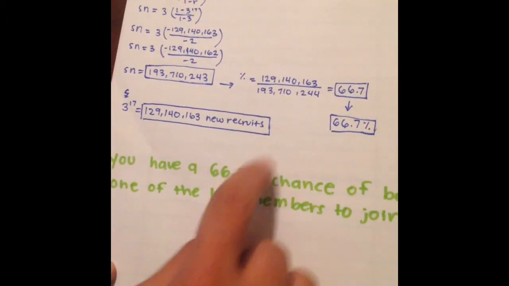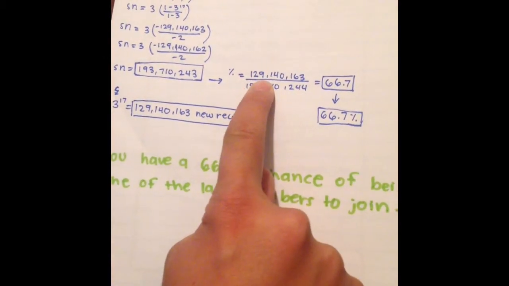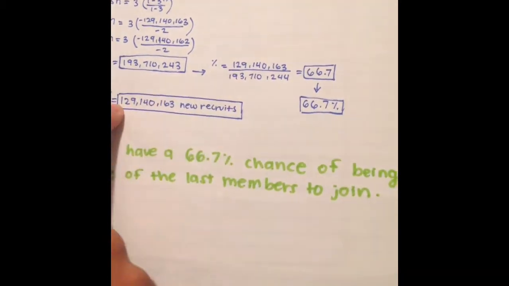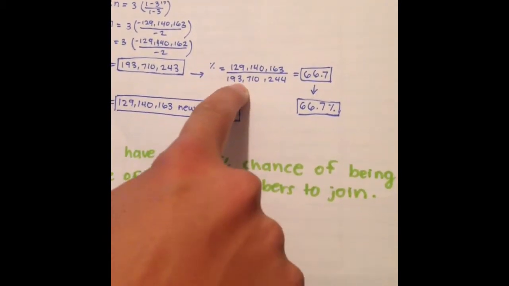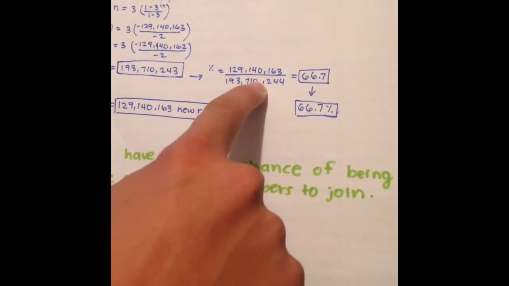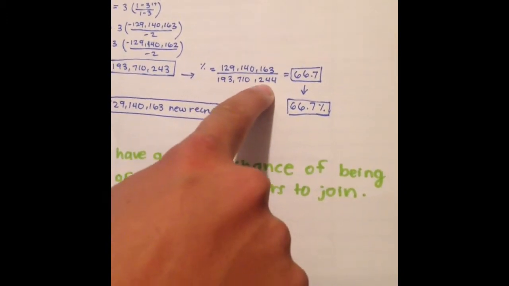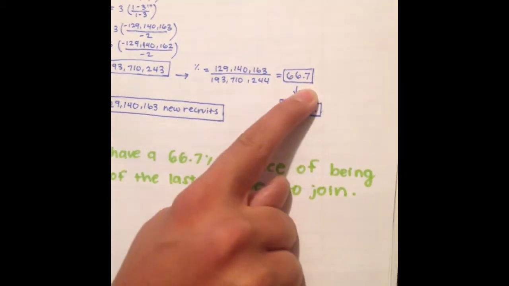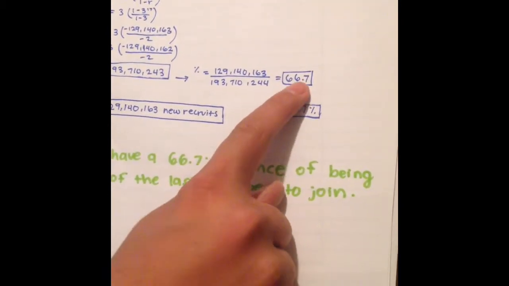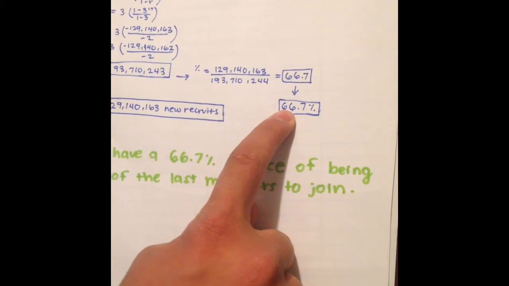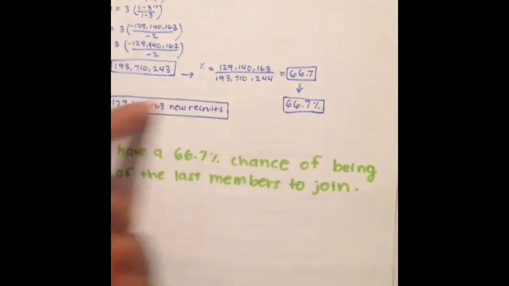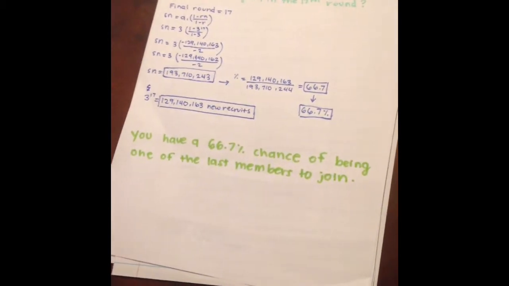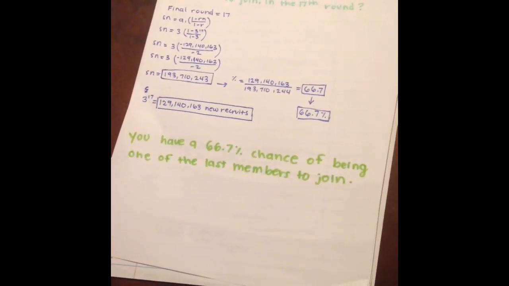All in all, it brings us to 129,140,163 over 193,710,244. When you divide these, it spits out the number 66.7, which is actually 66.7%, which means you have a 66.7% chance of being one of the last members to join the group.